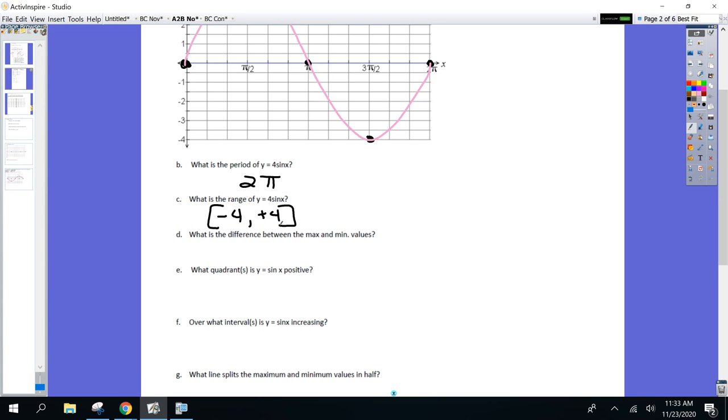What's the difference between the max and the min values? You guys can count on the graph if you want. The max and the min, how many units in between them? From negative 4 to positive 4, how many units?